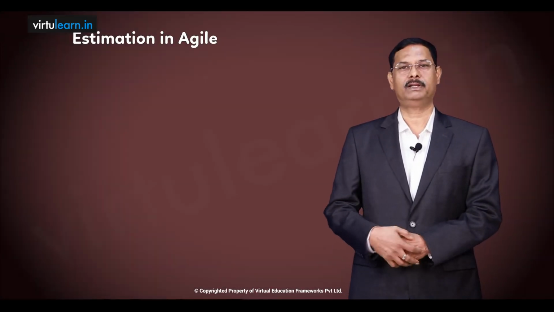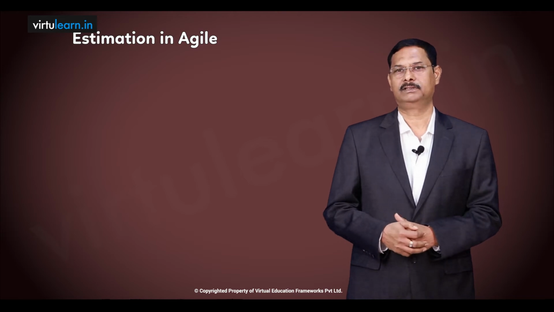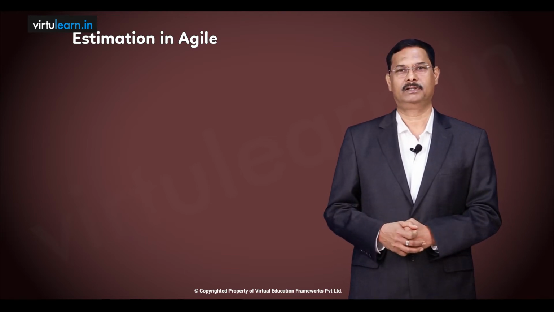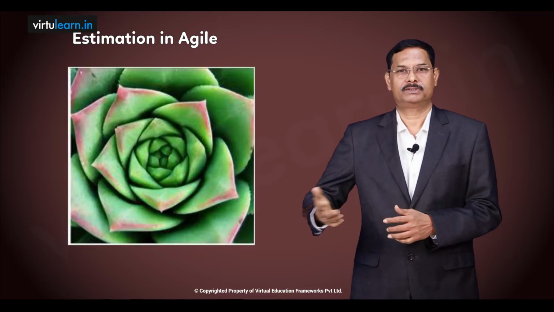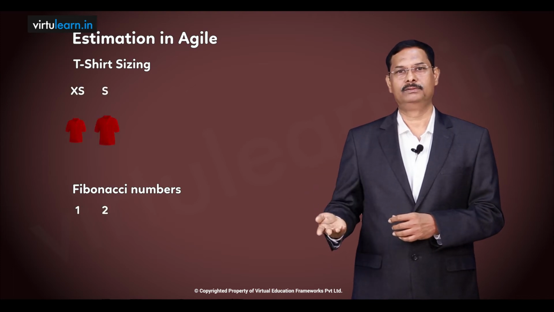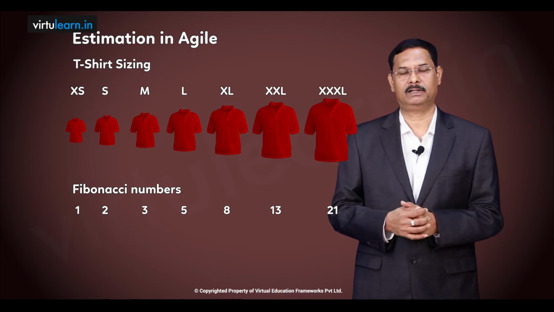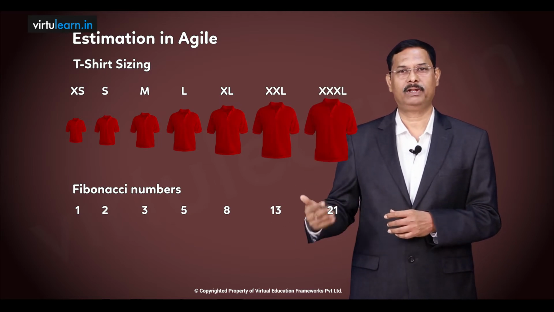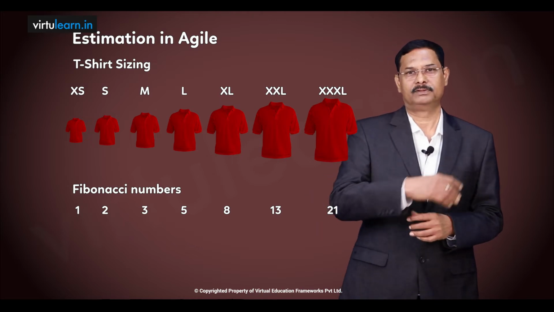Let's look at estimating in Agile. We use a concept called relative sizing estimation in Agile. For this, we use the Fibonacci sequence. The Fibonacci sequence is 0, 1, 2, 3, 5, 8, 13, 21, like that. That means 0 plus 1 is 1, 1 plus 1 is 2, 2 plus 1 is 3, 3 plus 2 is 5.